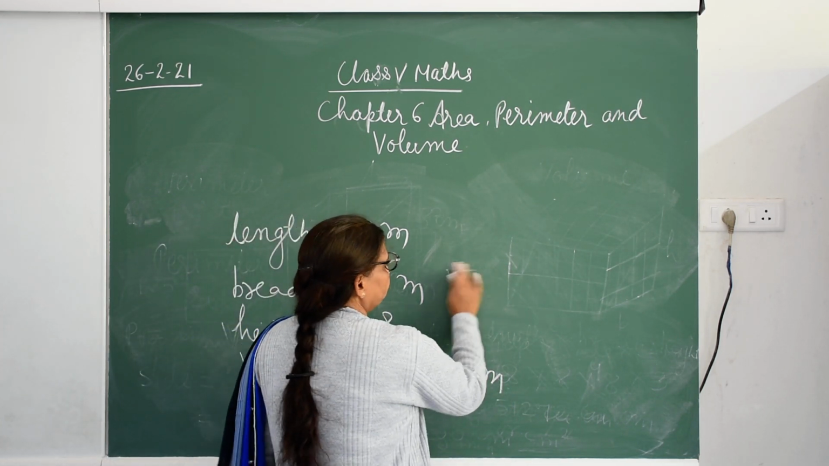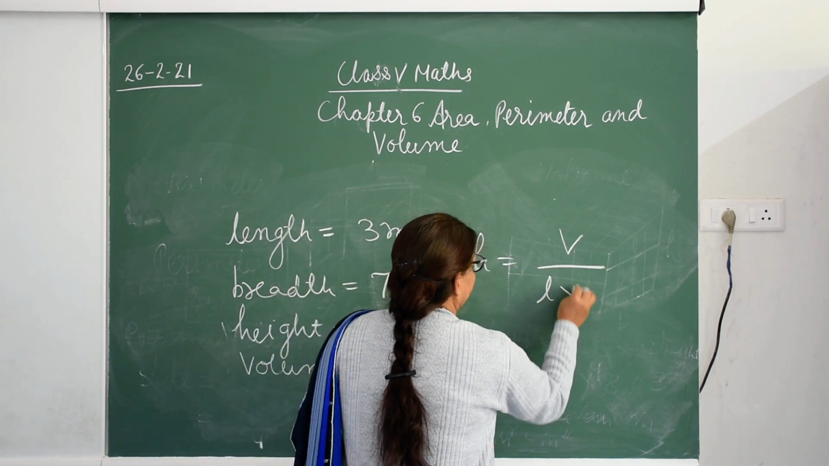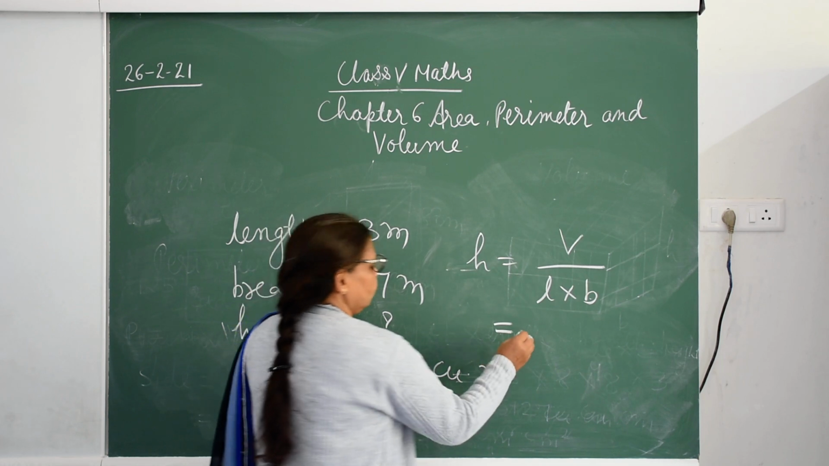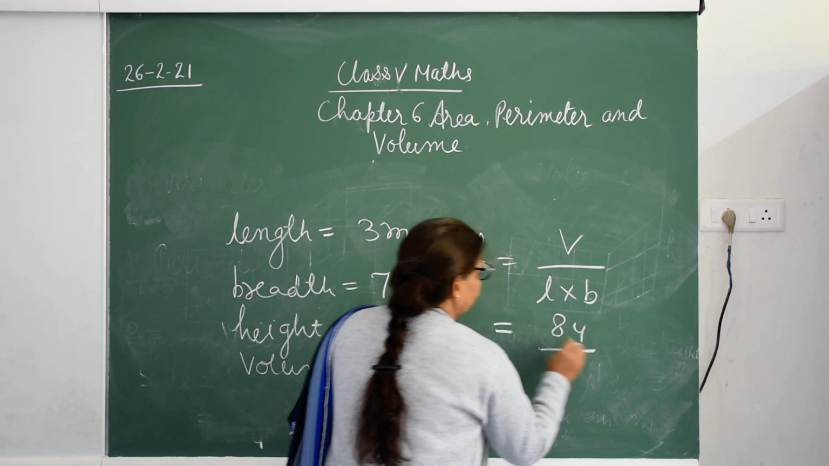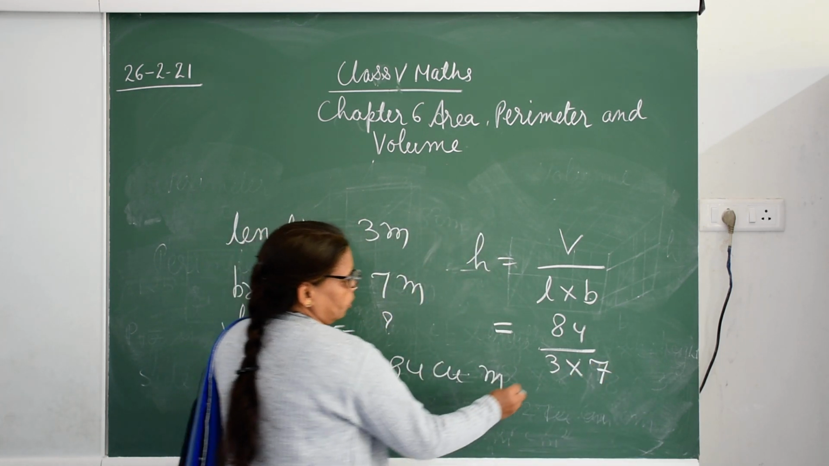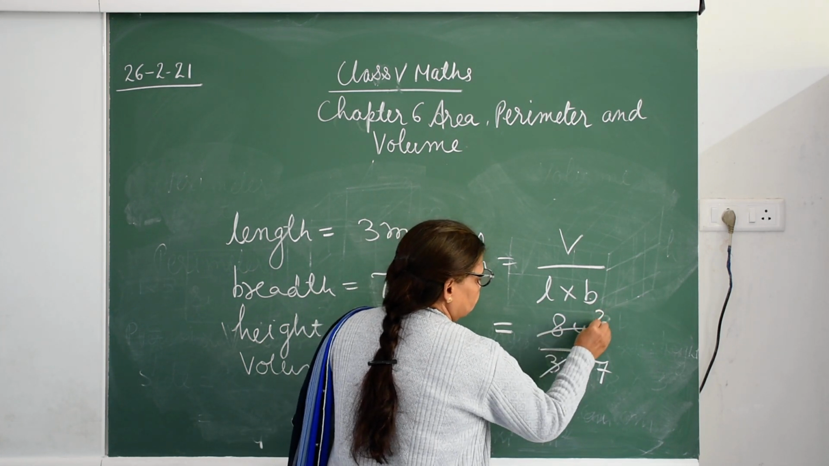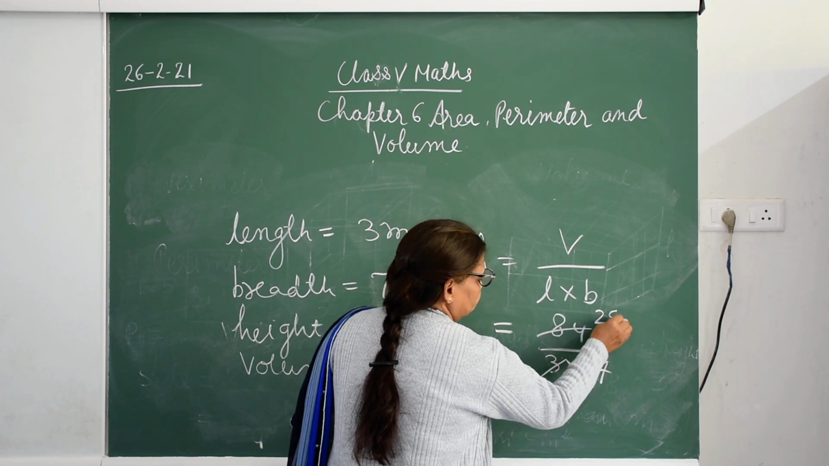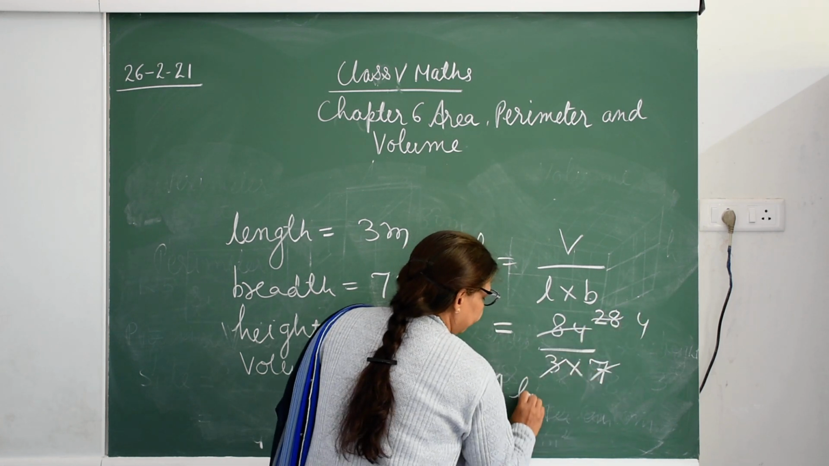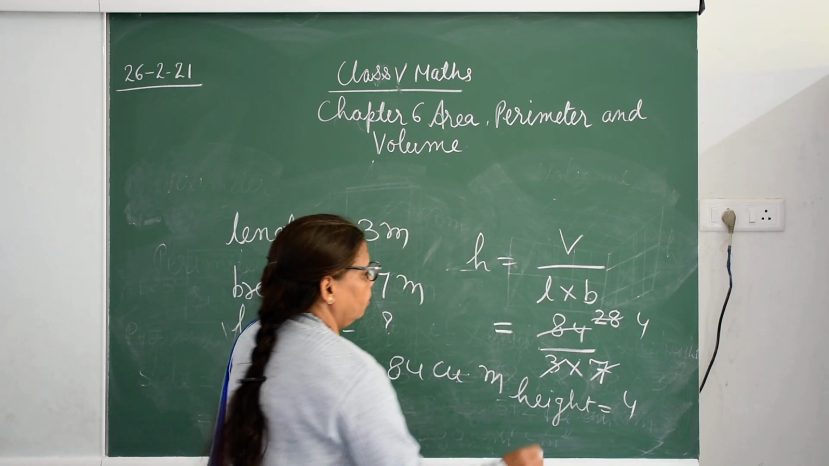So you will put the formula: height is equal to volume divided by length into breadth. You have to find the height. So volume is 84, length is 3 and breadth is 7. So you cut this. 3 2s are 6, and 3 8s are 24. Now this cut 4. So height is equal to 4 meter.